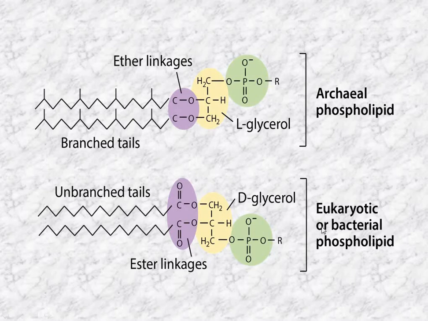Another difference is that in eukaryotes and bacteria, glycerol makes an ester linkage with the fatty acids or hydrocarbon tails, but in archaea, glycerol has an ether linkage with the fatty acids or hydrocarbons. You see this in purple color. This is the ether linkage in archaea, and this is the ester linkage in eukarya and bacteria. And from this structure, I think it is very clear what an ester linkage is and what an ether linkage is.